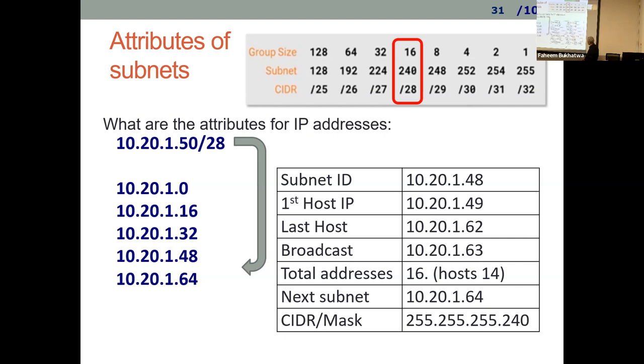Okay, how many addresses are in each network? We know 16 is the total number of addresses, but 16 includes the ID and the broadcast. And therefore, the total number of hosts we can have are 14.